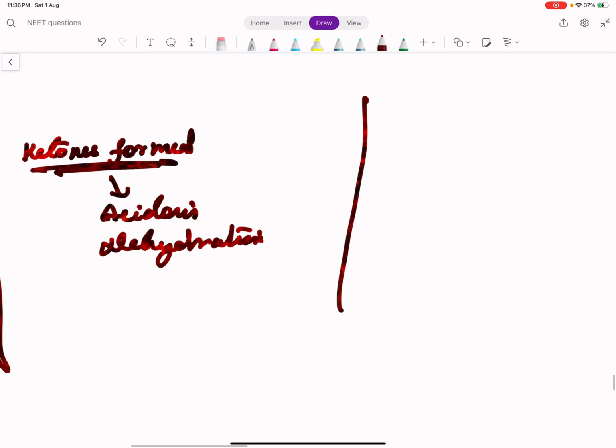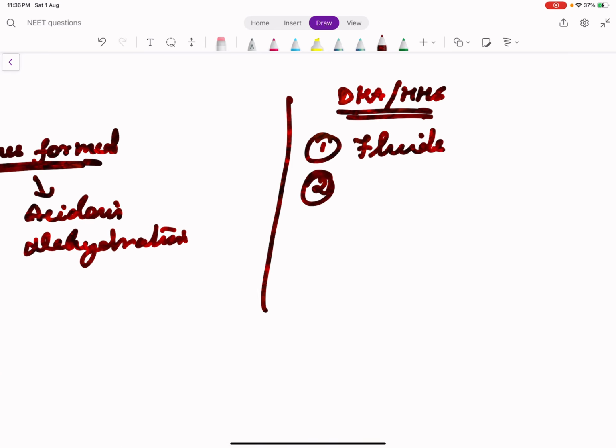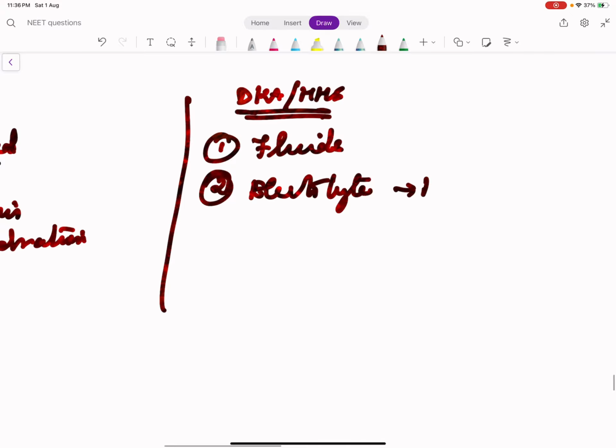So how will you treat DKA and HHS? It is primarily by fluids. If someone asks which is the most important treatment in DKA or HHS, it is invariably fluids. It's not insulin, it is fluids. Because dehydration is the cause of death here. After fluids, it is the electrolyte correction. Because most of the time, dehydration leads to hypokalemia. Hypokalemia can lead to death. So always correct potassium before giving insulin.